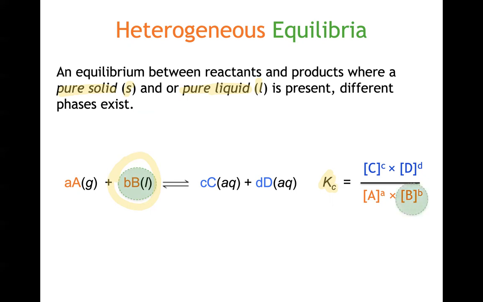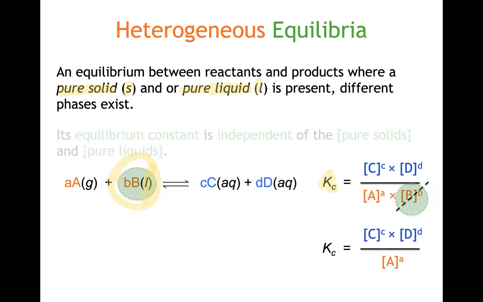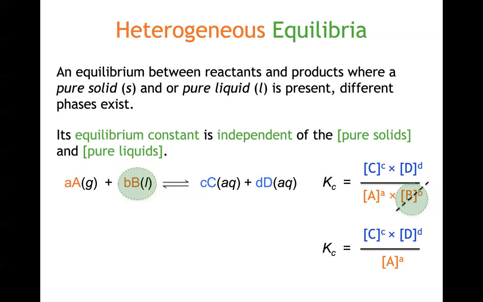So because B in this case is a reactant that is a pure liquid, based on the L for its phase, when we write that equilibrium constant, we simply ignore it. It could be a pure solid as a product or as a reactant. It could be a pure liquid as a product or a reactant. We simply ignore it. So then the equilibrium constant is product over reactant, just ignoring pure solids and liquids. It is independent of the concentration of pure solids and liquids because their concentration doesn't really change.